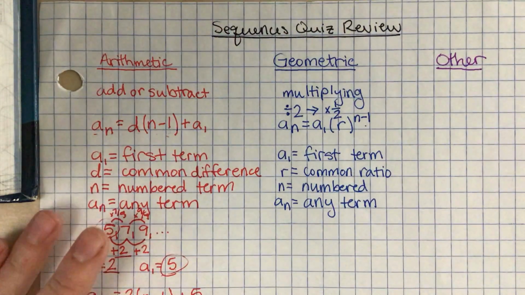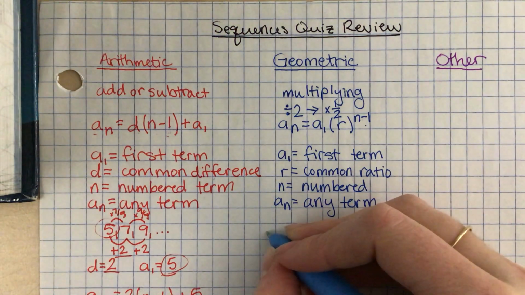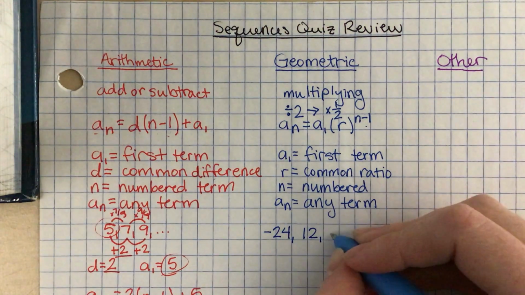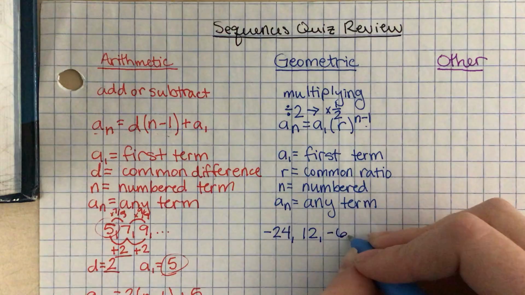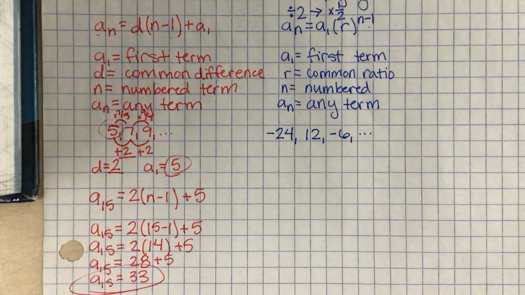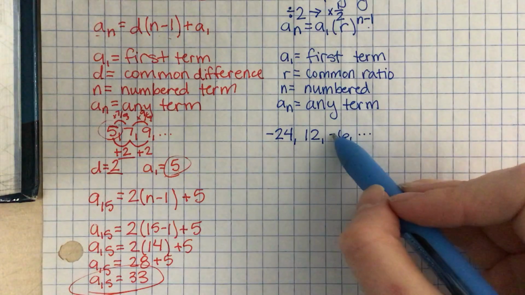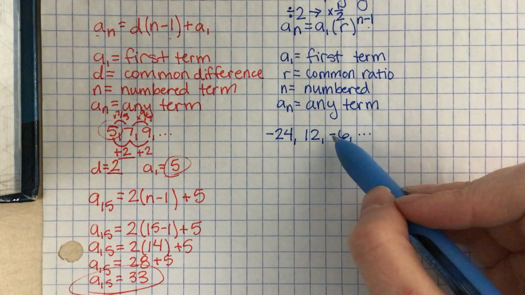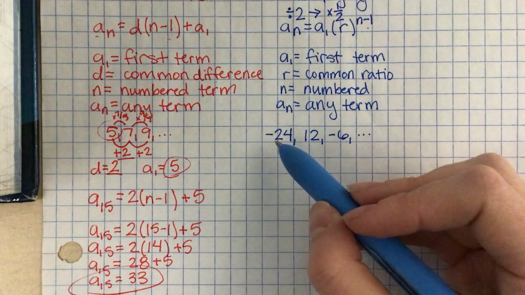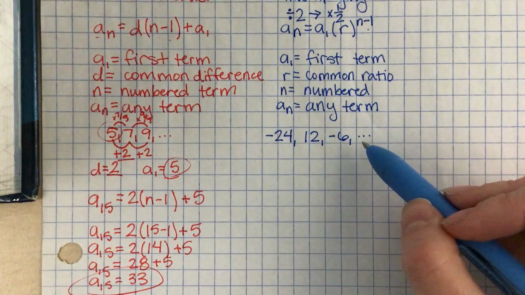Now, if we look back here at a geometric sequence, though, and we decide to start off with negative 24, and then 12, and then negative 6, there's a couple of things that we want to notice about this. First thing that we want to notice is that I go from a negative to a positive back to a negative. Now, that's a key sign for you that this is only going to be a geometric sequence. It cannot be arithmetic. There's no way that I can add the same number each time and go from negative to positive back to negative again.